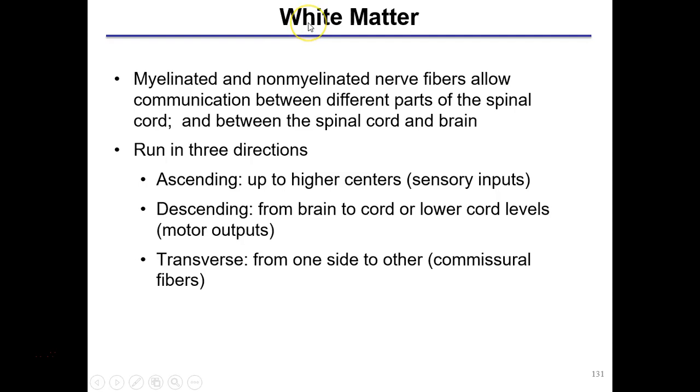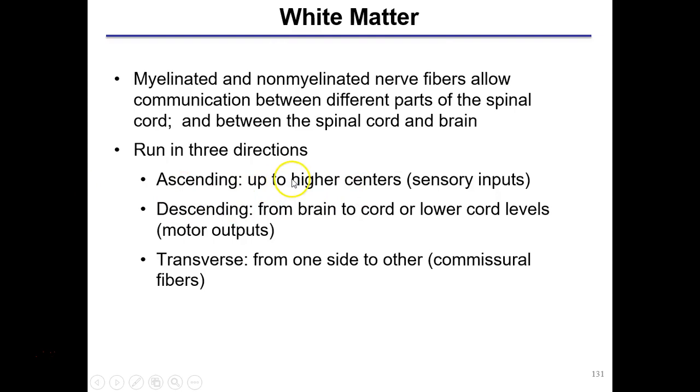So we're now going to look at the white matter making up the spinal cord. These are mainly myelinated fibers, because many of these fibers tend to run long distances. And again, the myelinated fibers are afforded a degree of protection and a faster rate of conduction, which improves their efficiency. So we can divide these up into three functional groups.